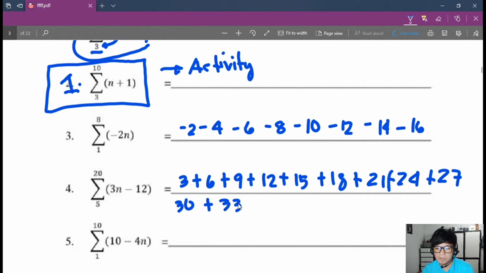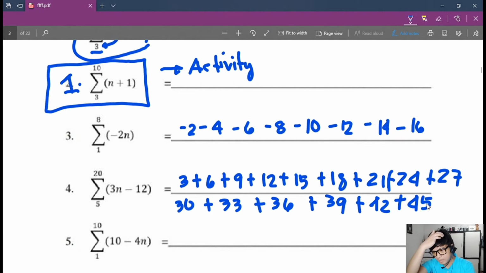33 plus 36 plus 39 plus 42. Ilan na? 1, 2, 3, 4, 5, 6, 7, 8, 9, 10, 11, 12, 13, 14. Kulang pa dalawa. Plus 45 plus 48. So, ito yung arithmetic series ng notation na ito.